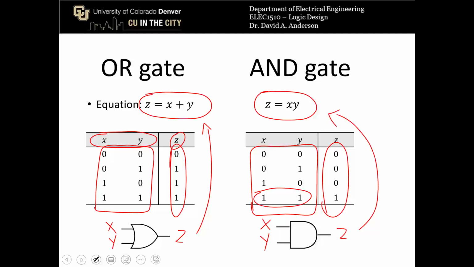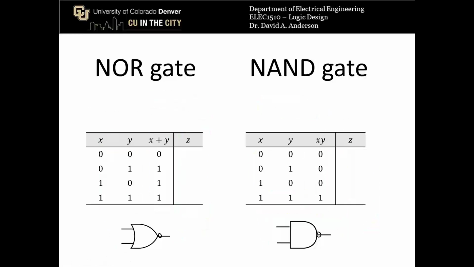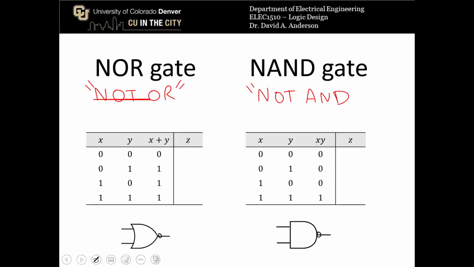Two additional functions that we're going to talk about are the NOR gate, which means not or, and not and, or NAND. What these mean is that the NOR gate takes the complement of the OR function and the NAND gate takes the complement of the AND function.